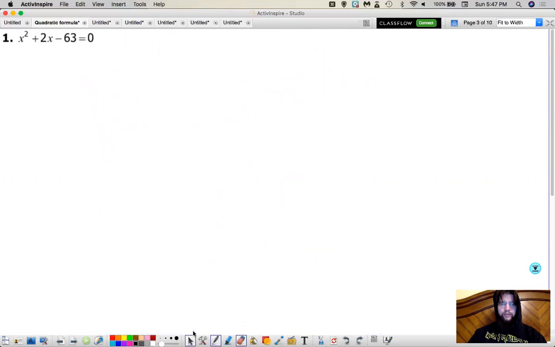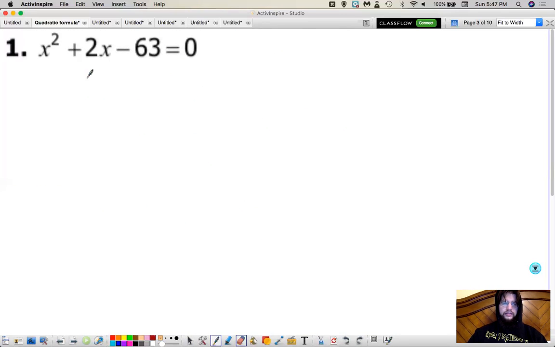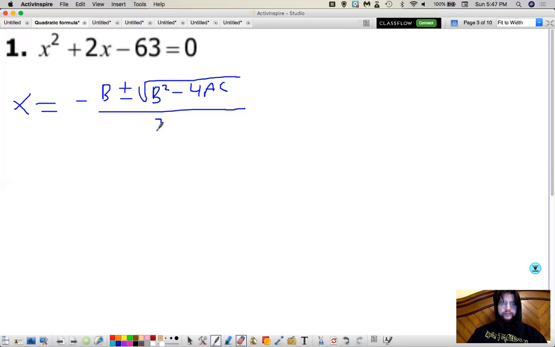Here's a hint. To help you memorize something, write it down every time. X equals negative b plus or minus square root b squared minus 4ac all over 2a. That's the quadratic formula. Write it down every time.